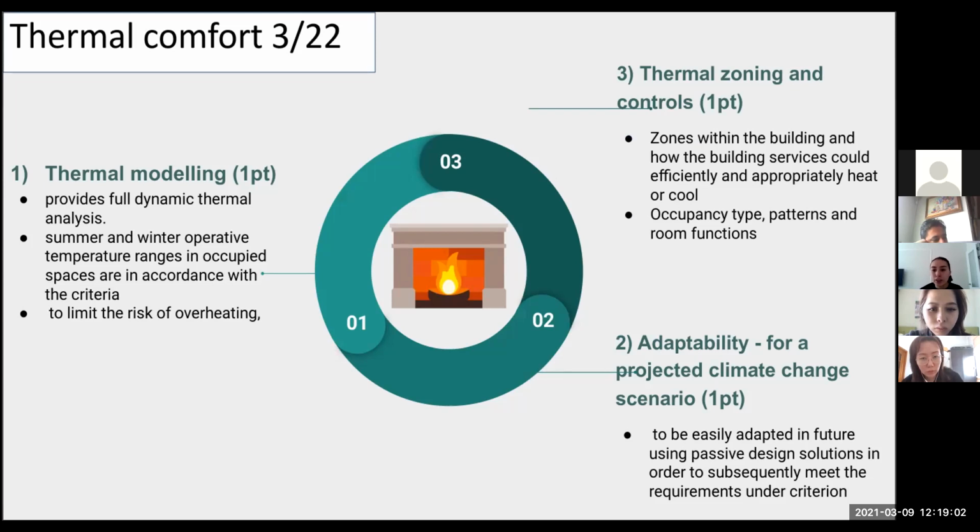The second indicator is adaptability for a projected climate change scenario. Here we consider how we can easily adapt the building using passive design solutions in order to subsequently meet the requirements under the criteria. So here it's more about adaptation to new changes. The last is thermal zoning and controls. This strategy addresses questions like whether the zones within the building should be cooled or heated, occupancy type, patterns, and room functions.